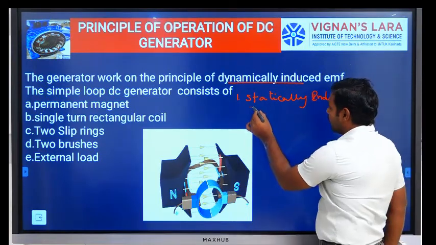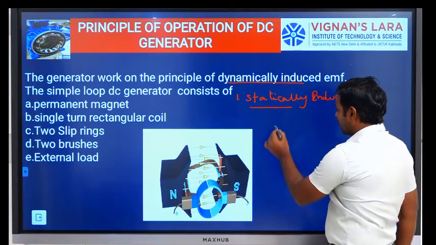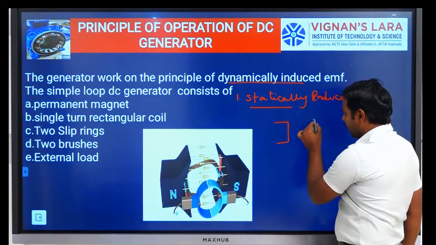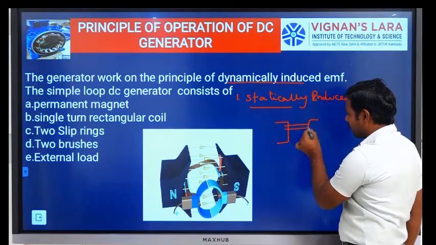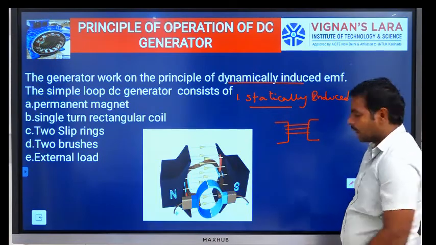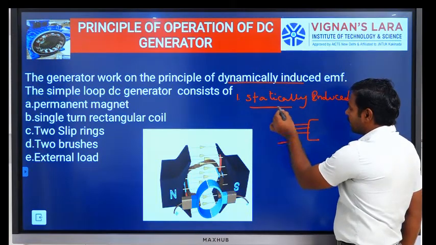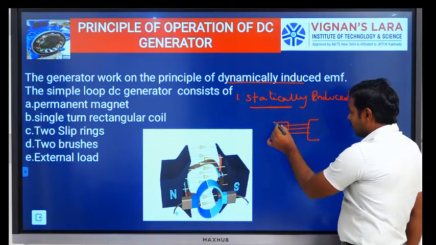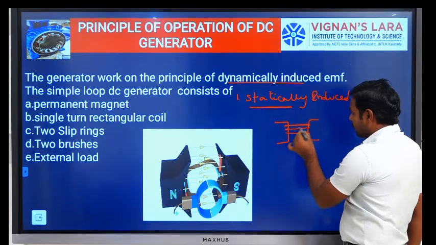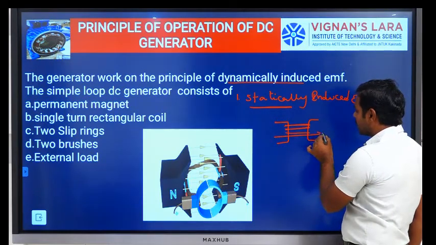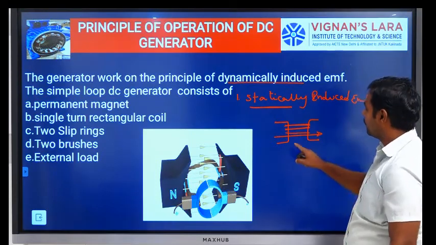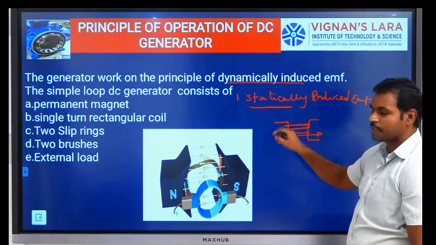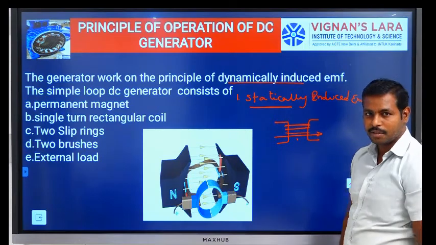Statically induced EMF means the magnetic field is constant, the conductor is constant, so we can change the position of the field. Now it induces an EMF. That EMF is called statically induced EMF.